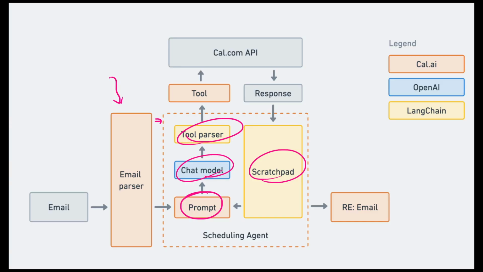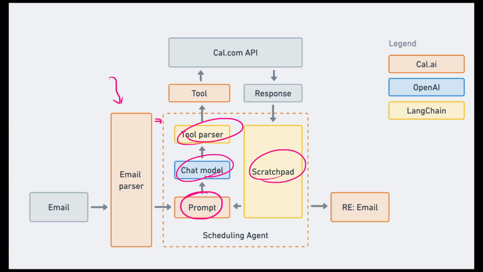Then we have step 5, where the agent continues reasoning. The Scratchpad that you're looking at keeps getting updated. So the model may now say, here are the available slots, let me confirm with the sender. It then sends a reply email, closing the loop.